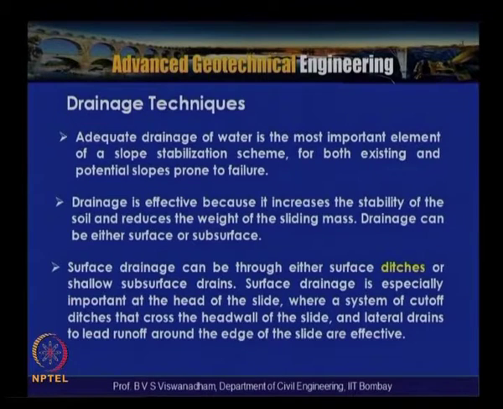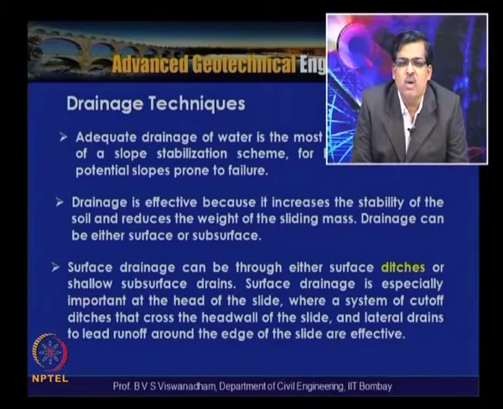Drainage is effective because it increases the stability of the soil and reduces the weight of the sliding mass. And for draining water from the slope, there can be two ways: one is surface drains and the other is subsurface drains. The surface drains can be through either surface ditches along the slope, which is done in highway embankments, or shallow subsurface drains.